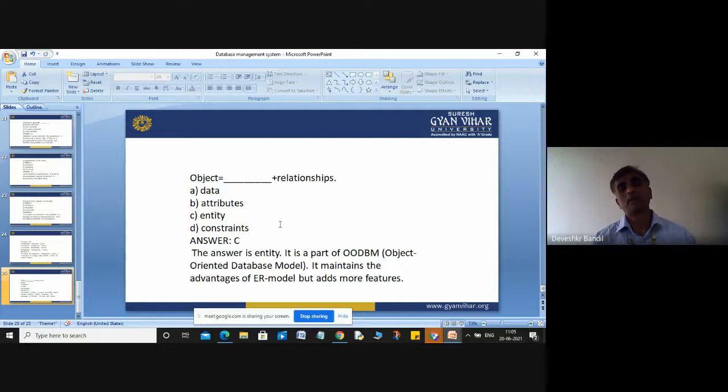So today I have discussed the database management system. I hope you have understood what is DBMS, why to learn the DBMS, what are the characteristics of your DBMS, and how many types of DBMS there are.